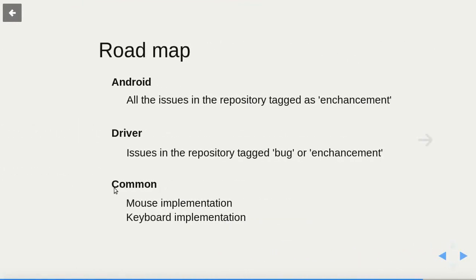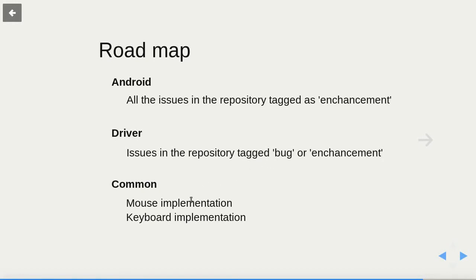This is the roadmap I have currently. There are a couple of issues that I've opened in the Android repository and in the kernel driver repository, tagging them as bugs and enhancements. In the roadmap, I would like to close all the issues tagged as enhancements in the Android repository. And for the kernel driver, I would like to fix the bugs which allow the driver to work right now but definitely have to be fixed to reach a stable point. And also the enhancement parts.